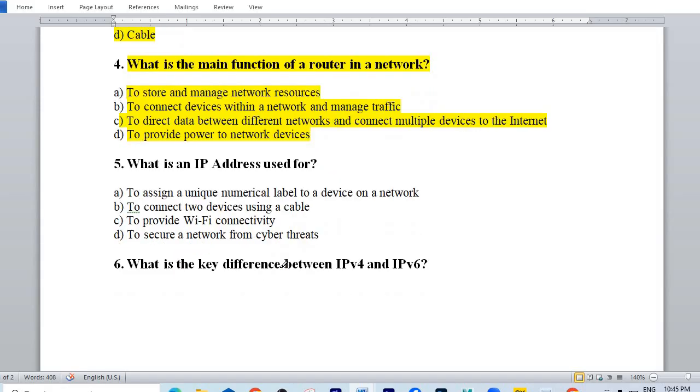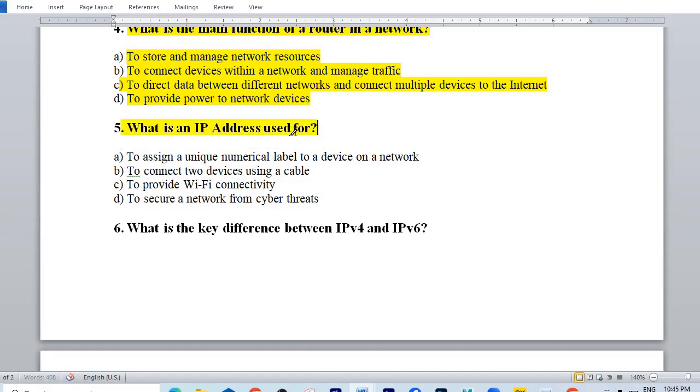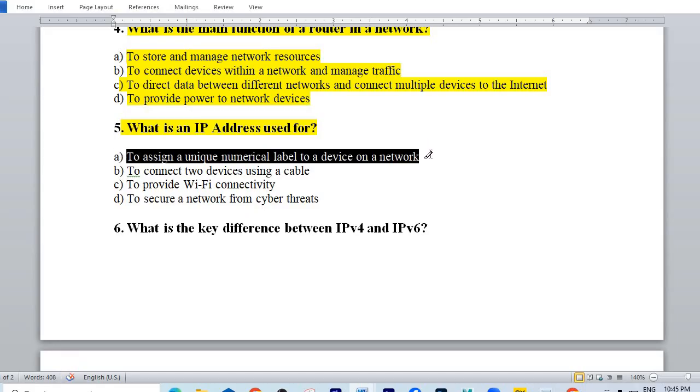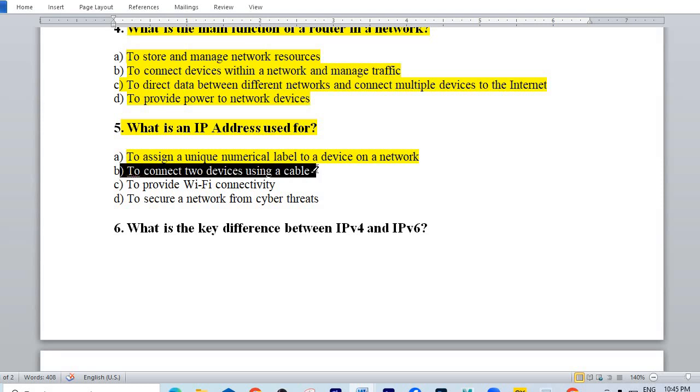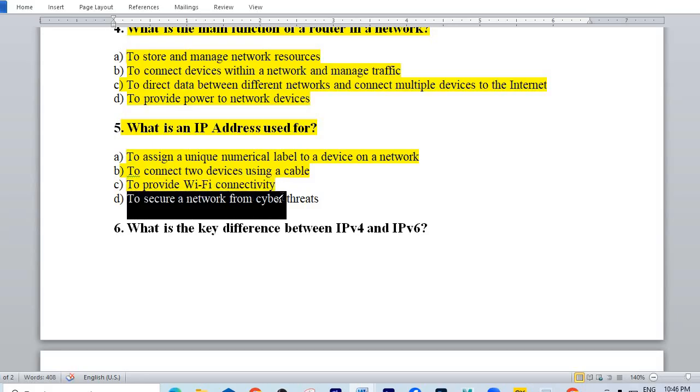Question number 5. What is an IP address used for? IP address stands for Internet Protocol. A. To assign a unique numerical label to a device on a network. B. To connect two devices using a cable. C. To provide Wi-Fi connectivity. D. To secure network from cyber threat.